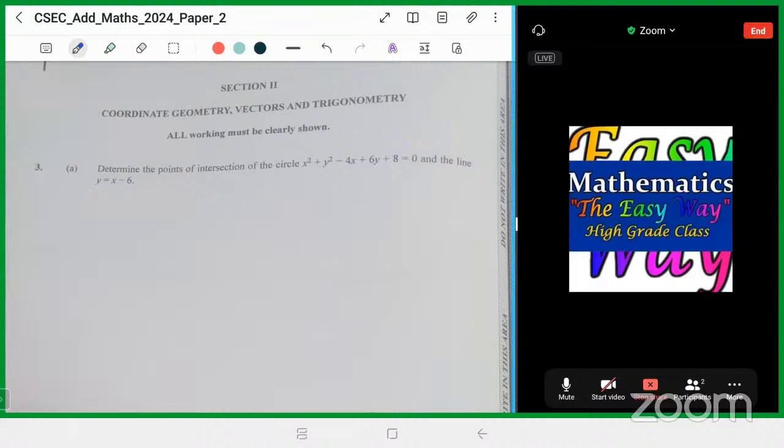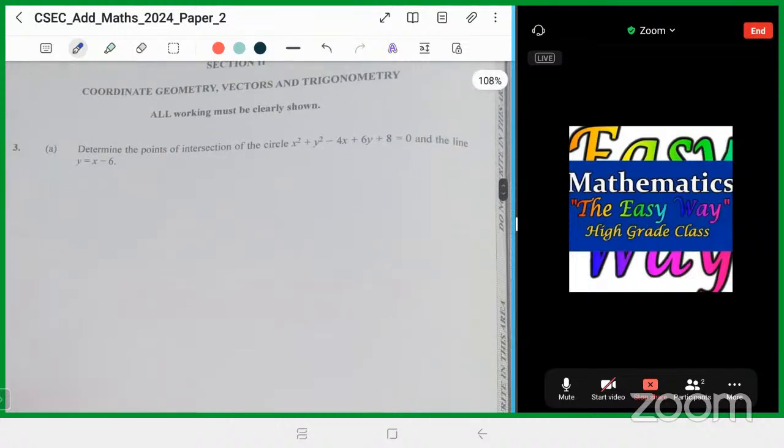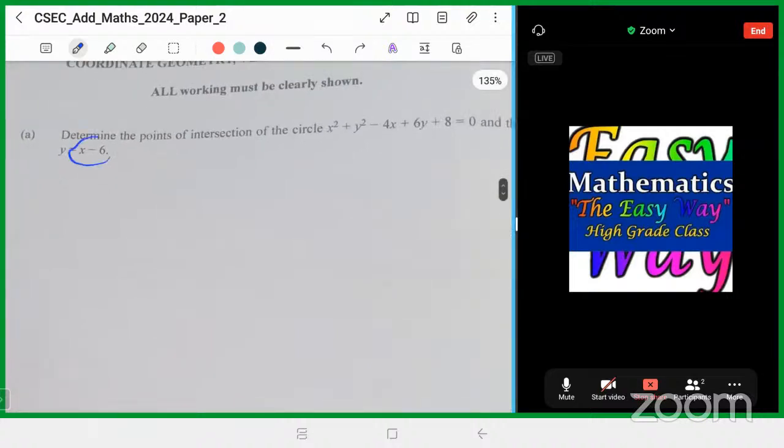This question says, determine the point of intersection of this circle and this line. So that's a simultaneous equation. I'm going to substitute the line equation into the circle equation for the y values. Simple as that. We're going to get a quadratic, because a circle can be crossed by a line only twice. All right? So let's go.